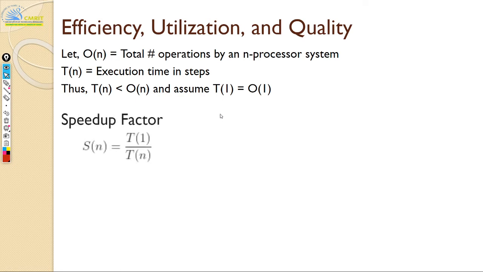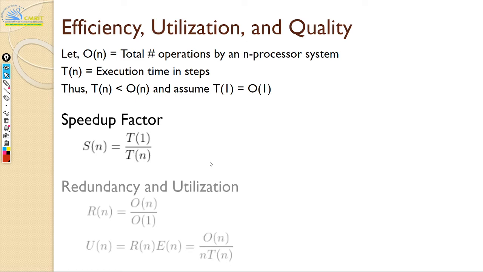If you assume all these, then we have a speed up factor. It is going to be T of 1 divided by T of n, which we already know. The speed up factor is the old execution time on a uniprocessor system divided by the new execution time on the enhanced n processor system.